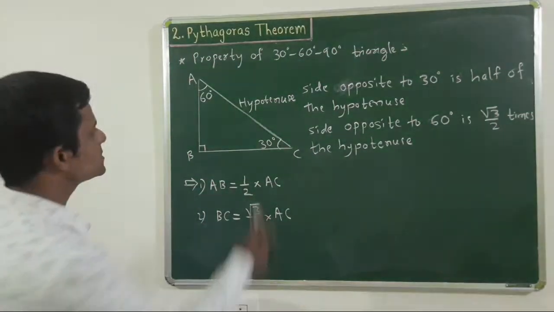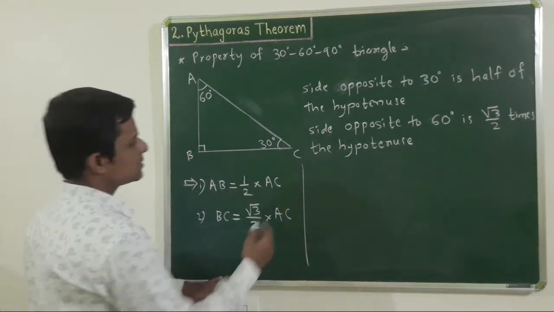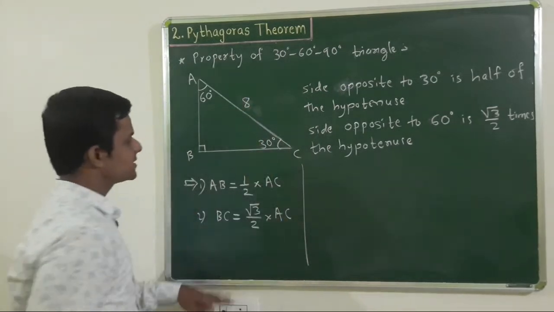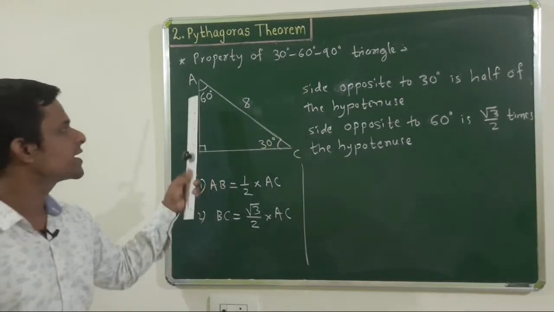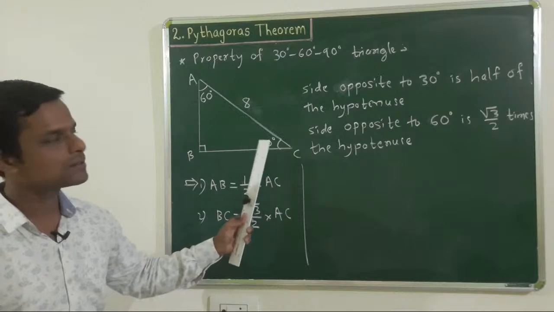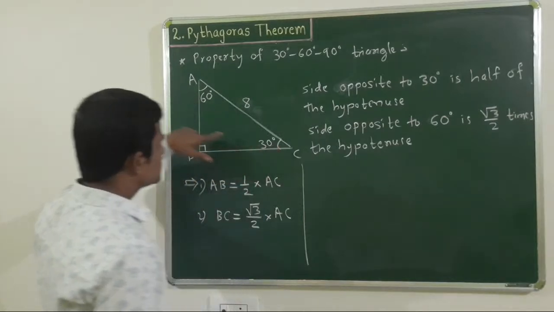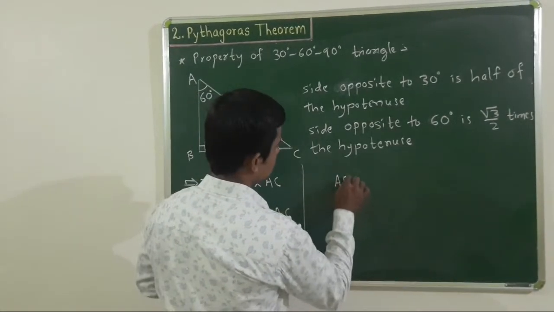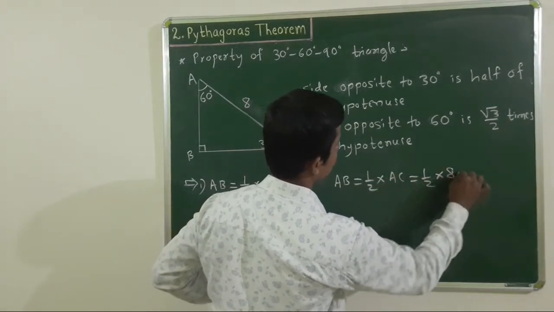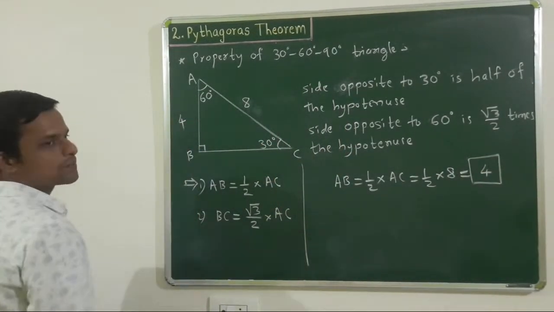I'm going to solve one example by using this relation. Suppose the hypotenuse is 8 centimeter, then by using this value we can find AB and BC also, since it is a 30-60-90 triangle. Now since AC is 8, the side opposite to 30 degree, that is AB, will be equal to half of AC, that is half of 8, therefore 4. By using AC we can find AB, that is 4.